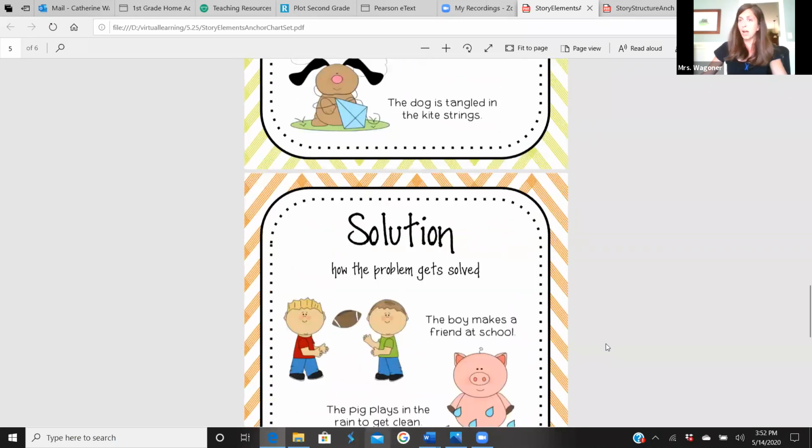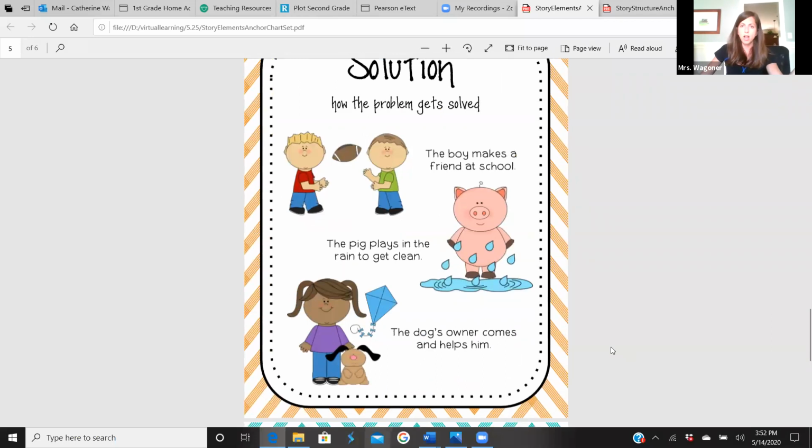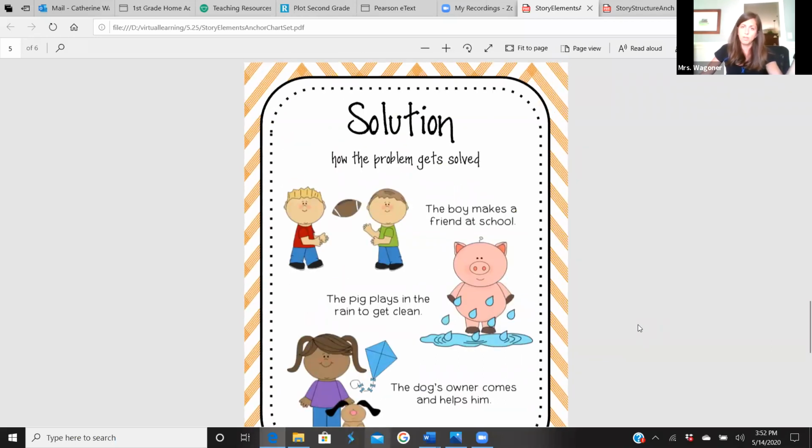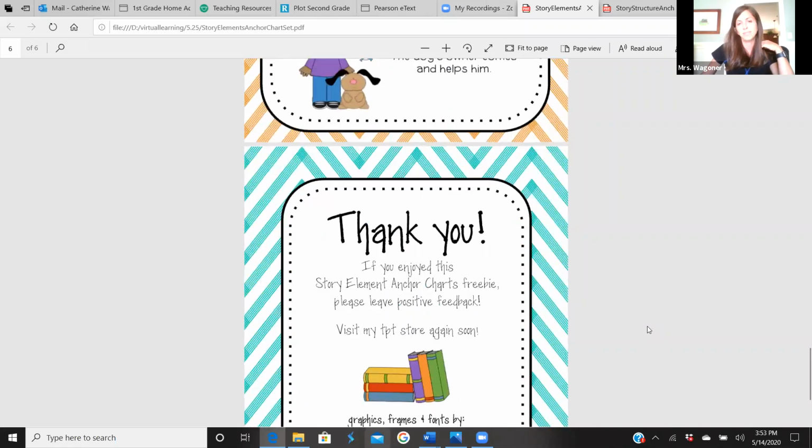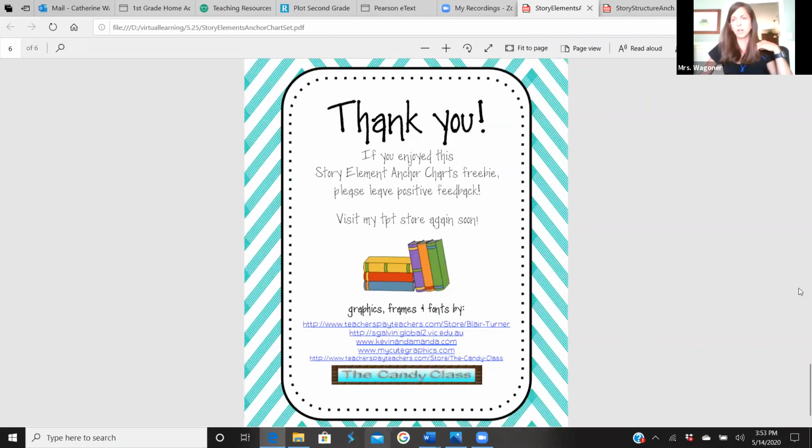Okay, and if there's a problem, there's always a solution, how the problem gets solved. The boy makes a friend at school. The pig plays in the rain to get clean, and the dog's owner comes and helps him. Okay, we're going to look at another chart really quick.